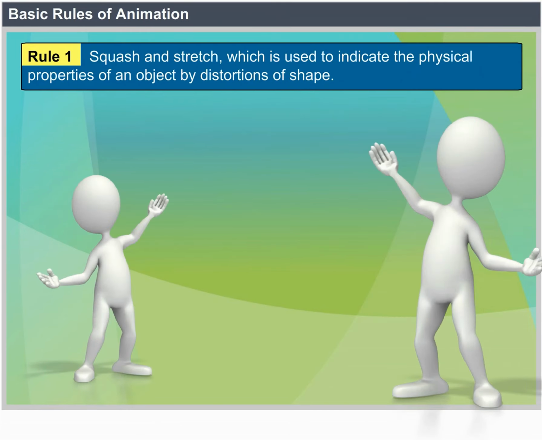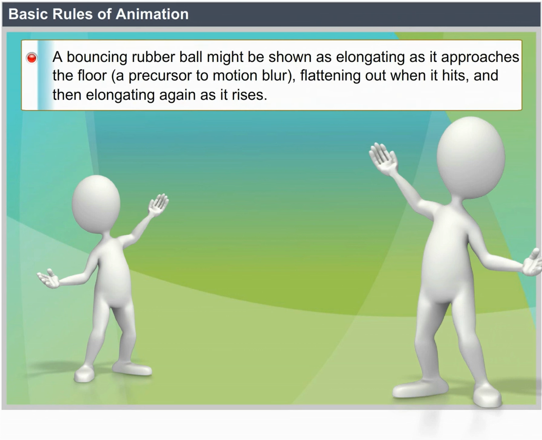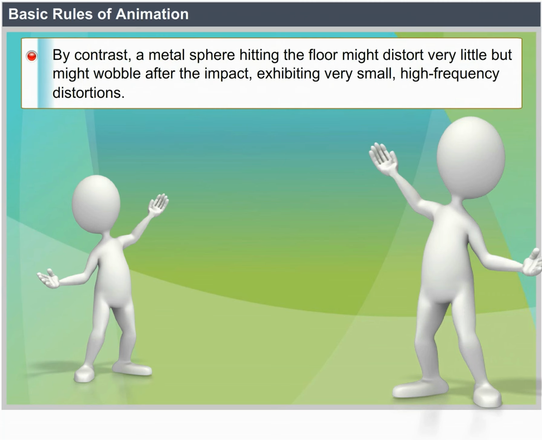Rule 1. Squash and stretch, which is used to indicate the physical properties of an object by distortions of shape. A rubber ball or ball of putty both distort in different ways when dropped on the floor. A bouncing rubber ball might be shown as elongating as it approaches the floor, a precursor to motion blur, flattening out when it hits and then elongating again as it rises. By contrast, a metal sphere hitting the floor might distort very little but might wobble after the impact, exhibiting very small high-frequency distortions.